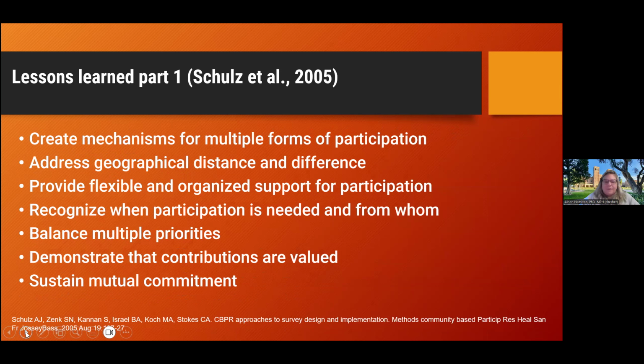Some of this work was done many years ago before we knew how virtual our lives and worlds would become. But just thinking about geographical distance and differences between people's geographical settings can have a lot to do with the ability to participate and participate in different ways. I talked earlier about the importance of having structures for participation that also need to be flexible, and we need to make very good use of people's time.